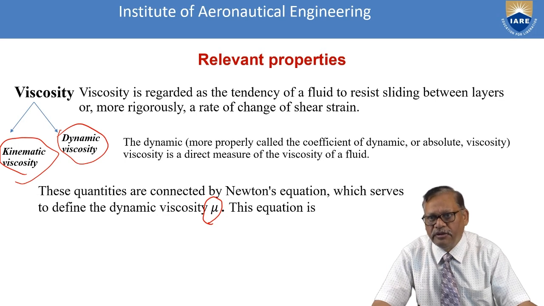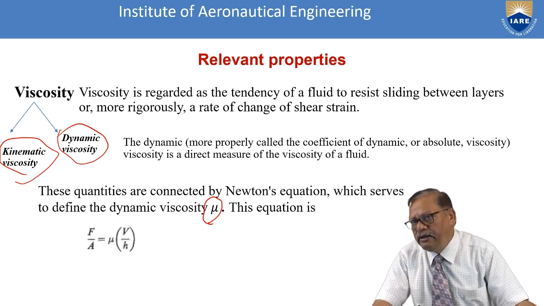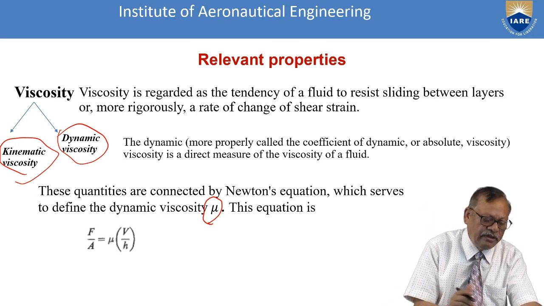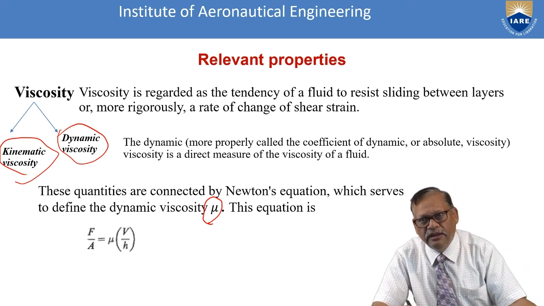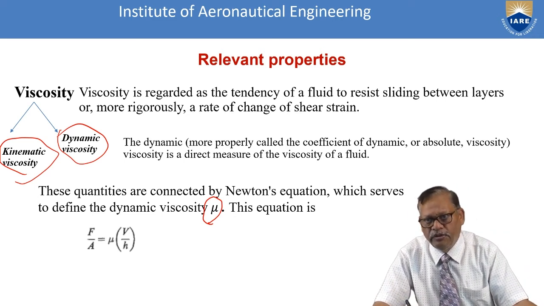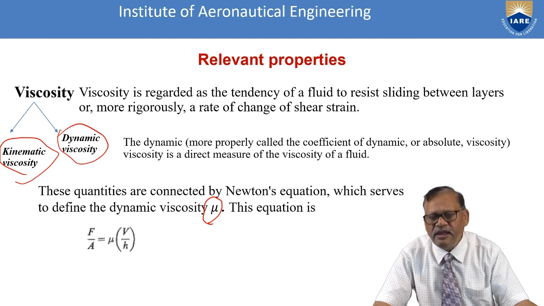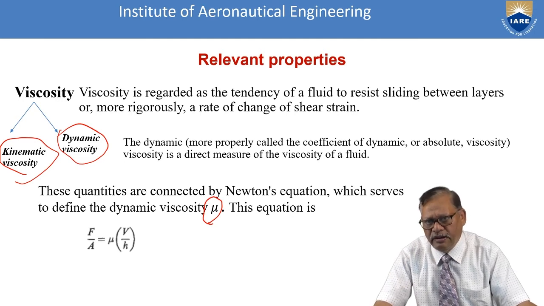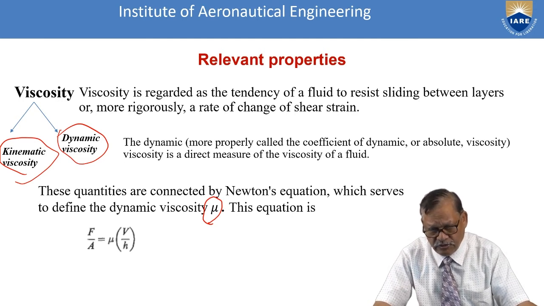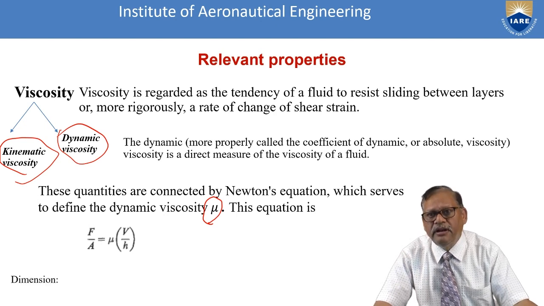So for this equation, how do we write it? Mathematically, we write F by A is equal to mu into V by H. This is a fundamental relation from the definitions we have derived. And then what will be its dimension? F is the force, A is the area, meter square.